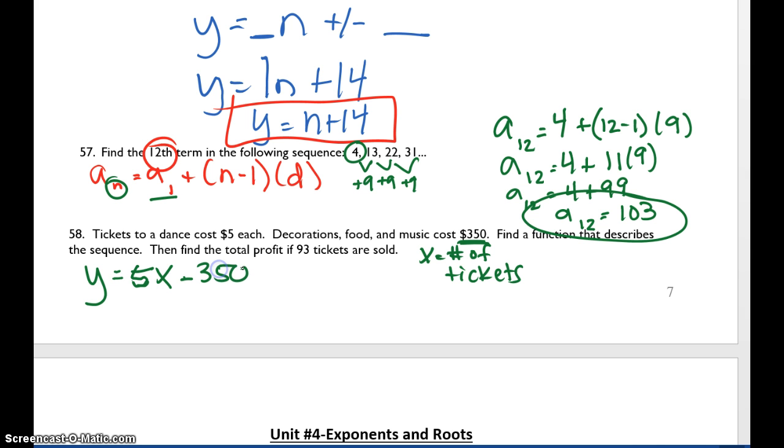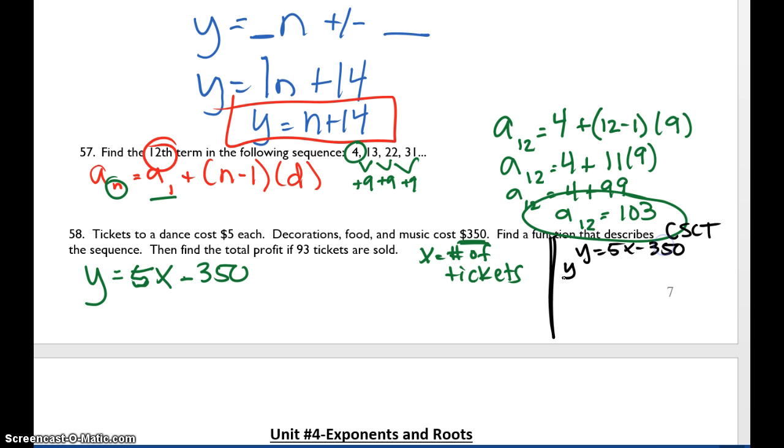because decorations, food, and music will always cost that $350. So no matter how many tickets we sell, we still have to pay out of our pockets $350 to get the decorations, get the food, and pay for the music. So we found our function that describes this sequence. Now we want to find the total profit if we sold 93 tickets total. So I'm going to draw a little divider here and do a little math problem over here. And we're going to want it to be a complete sentence, complete thought at the end, since this is a word problem. So our function is y equals 5x minus 350.